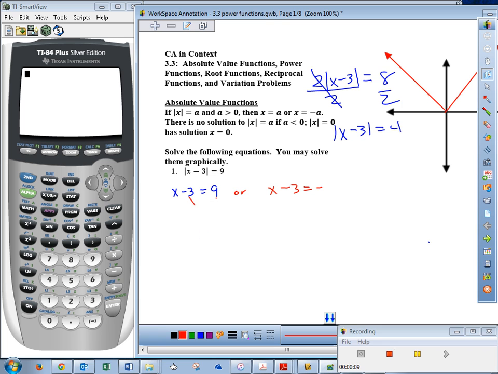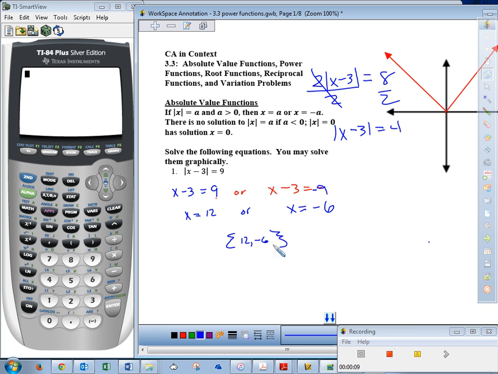Wouldn't we say add 3 to both sides and x would equal 12? Or if I add 3 to both sides here, x would equal -6. With me on that? And wasn't that algebra pretty simple to do? That was faster than going to the graphing calculator. We put those in a solution set, by the way.